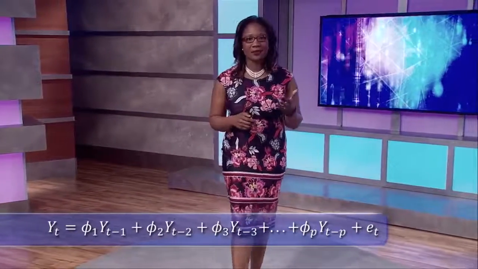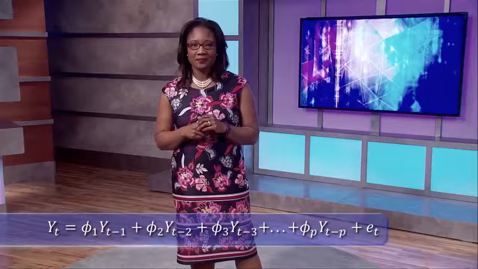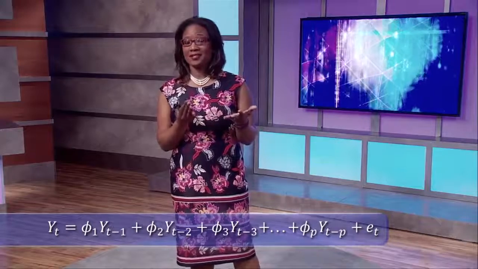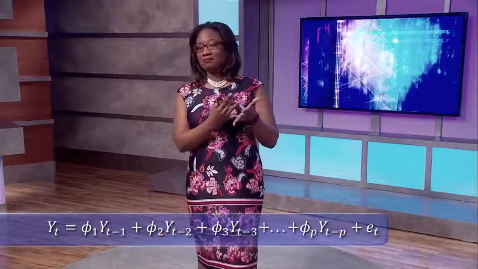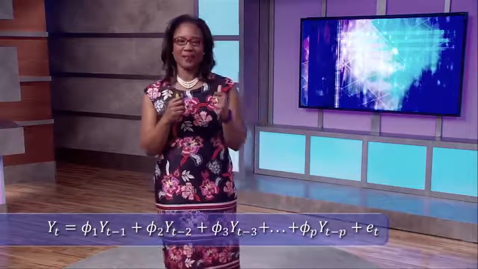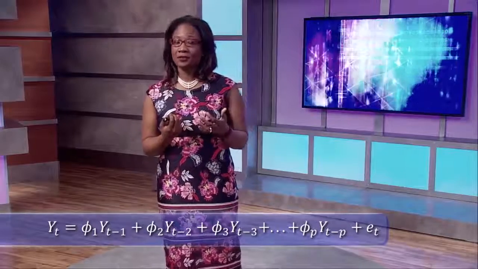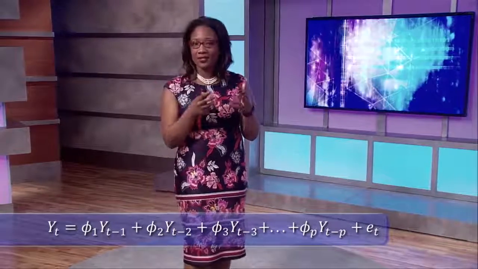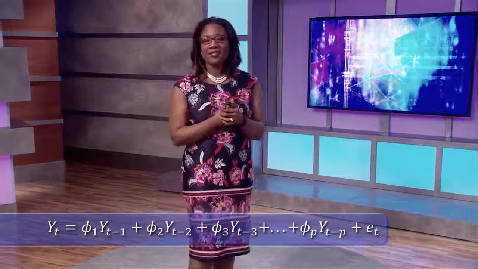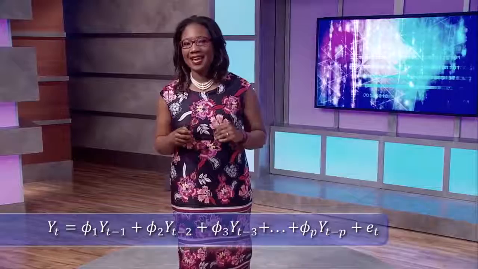Check out this model: y sub t equals phi1 times y sub t minus 1. That first term says I'm going to take some weight, phi1, and multiply it by the data value that's right behind me, plus phi2 times y sub t minus 2. Again, I'm going to take another weight, phi2, and multiply it by the series value that's two steps behind. And I do all of this out to order p.